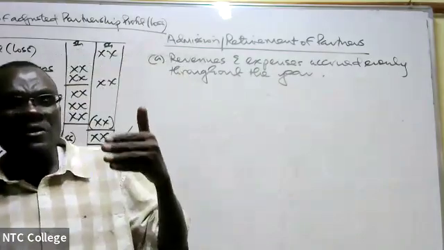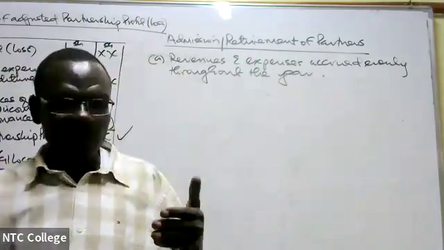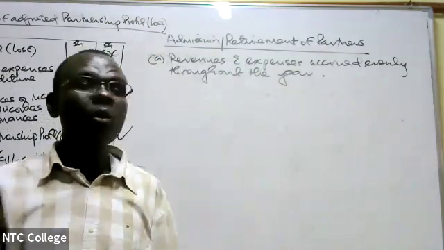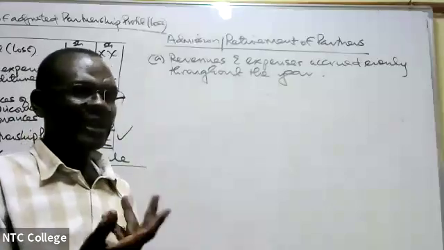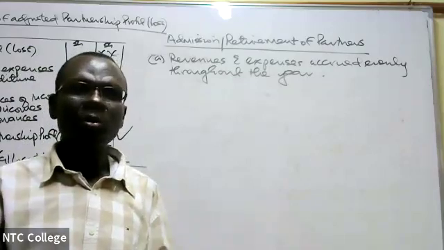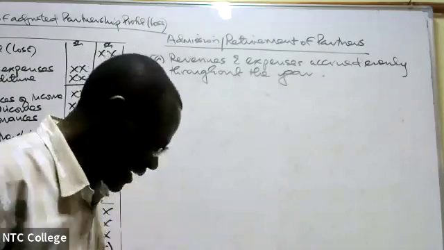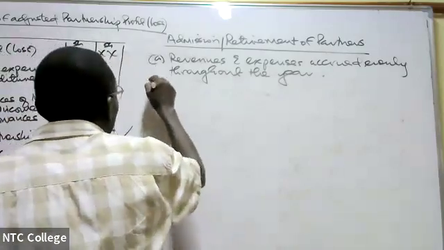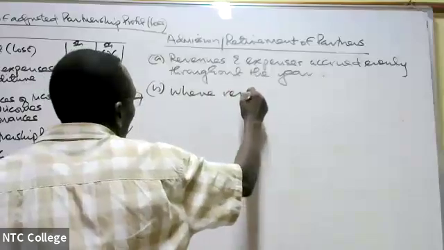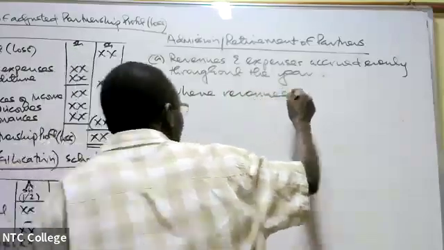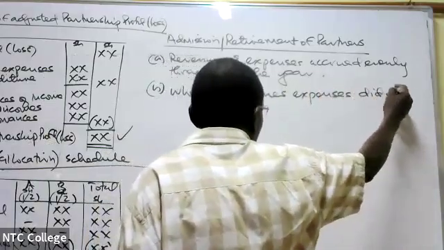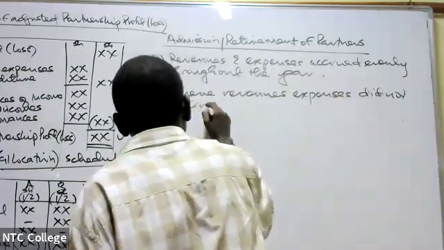So if revenues and expenses accrued evenly throughout the year, the adjustment for admission or retirement will only happen in the distribution, only in the distribution. Then you'll be able to complete nicely. There could be another case, B, where revenues and expenses did not accrue evenly.